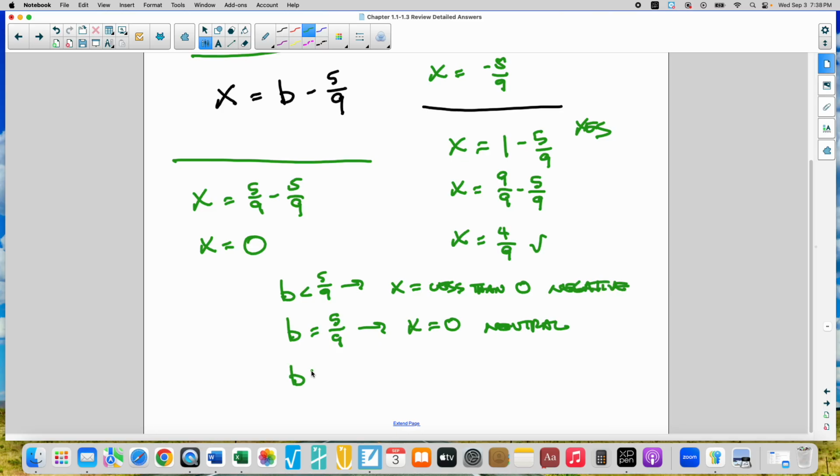When b is greater than 5/9, then what happens to my output? My output is going to be greater than 0, and it's going to be positive. So that would be your answer. This is the answer you're looking for. When b is greater than 5/9, my output is going to be positive.